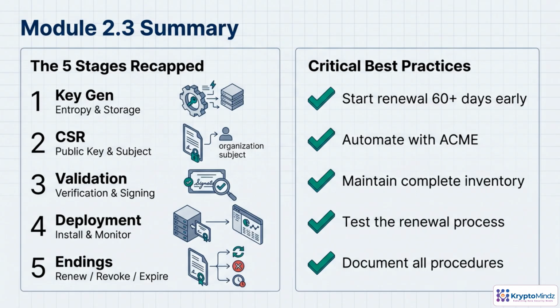Third, the CA validates you and signs the certificate. Here, weak processes or poor vetting directly translate into weak trust. Fourth, you deploy the certificate to the right endpoints and monitor that it's actually being used as expected. Fifth, you manage endings: renew before expiry, revoke when something is compromised, and allow planned expirations when services are decommissioned. Operationally, avoid drama by starting renewals at least 60 days before expiry and automating wherever possible, typically using ACME or similar protocols.